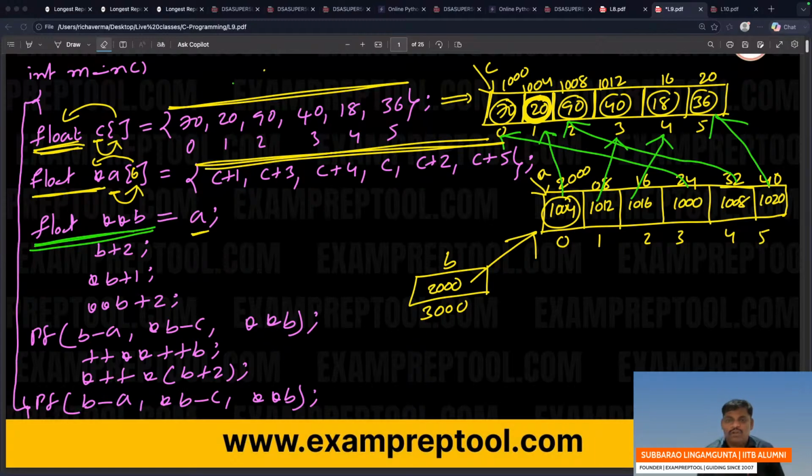Print A B C. What will print? Proceed further. Print A B C. What will print?